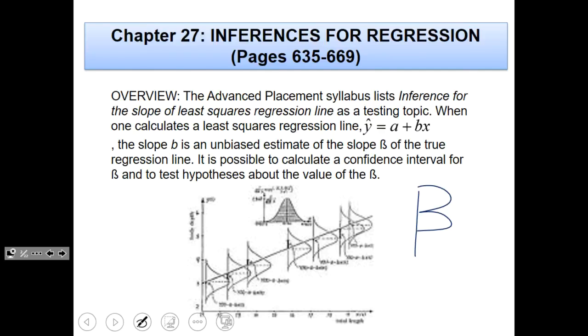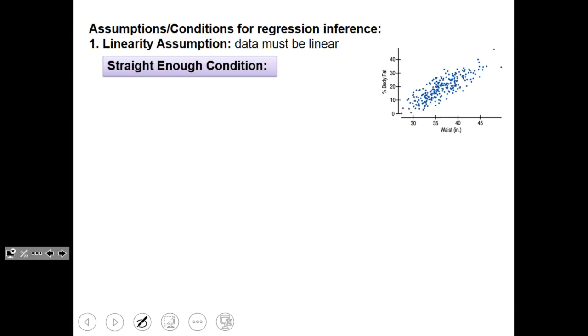Let's go ahead and try this out. In order to find confidence intervals and run hypothesis testing, we still have the same rules. We're going to have conditions and assumptions. Our assumptions and conditions for regression inference: it must be linear data. It has to be straight enough. So we want to look at our scatter plot of our raw data and say, does this look generally straight?